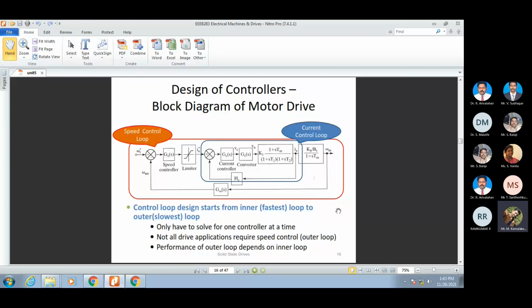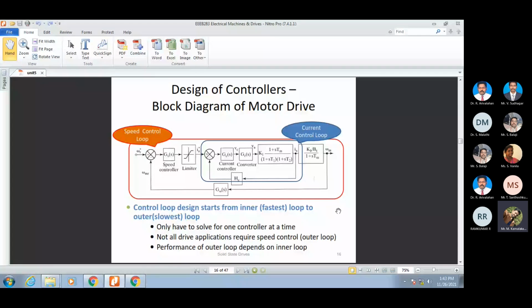During the morning session, we have seen the fifth unit in solid state drives, design of controllers. Before getting into the design of controllers, we saw the fundamental equations and the fundamental methods available to control the drive. There are two ways by which the speed of the drive is controlled. One is armature voltage control. The second one is field control.